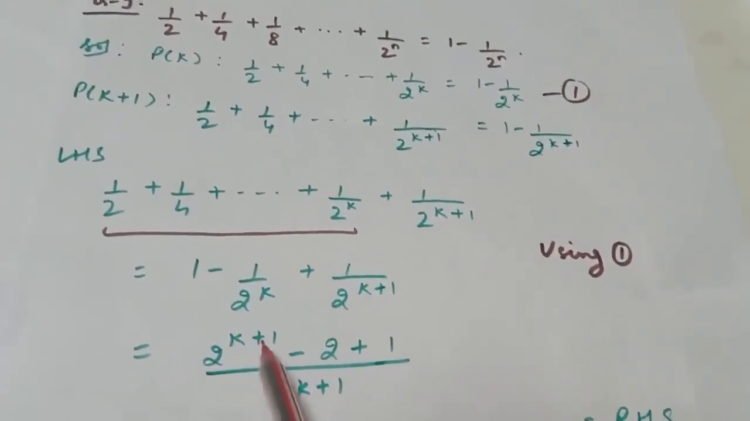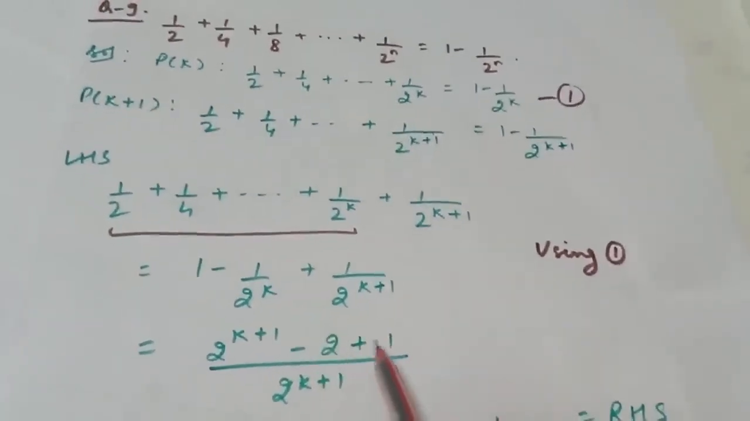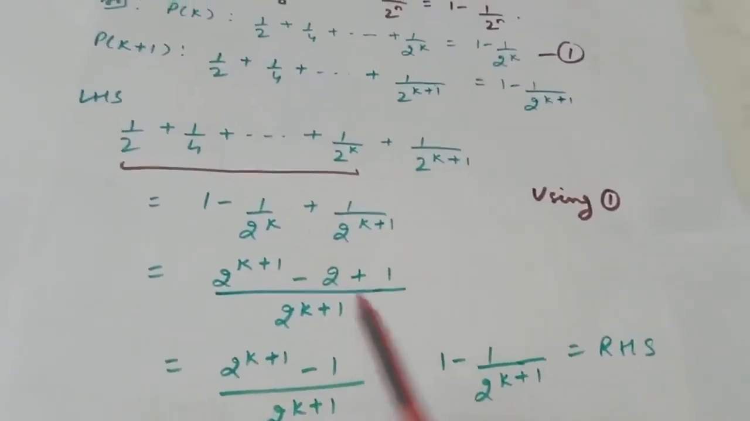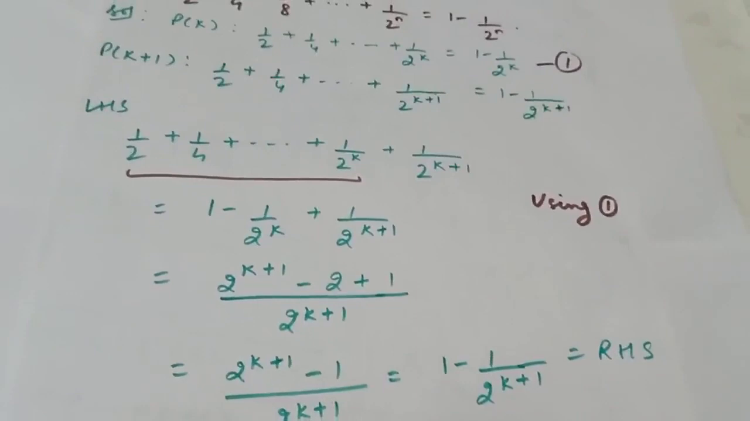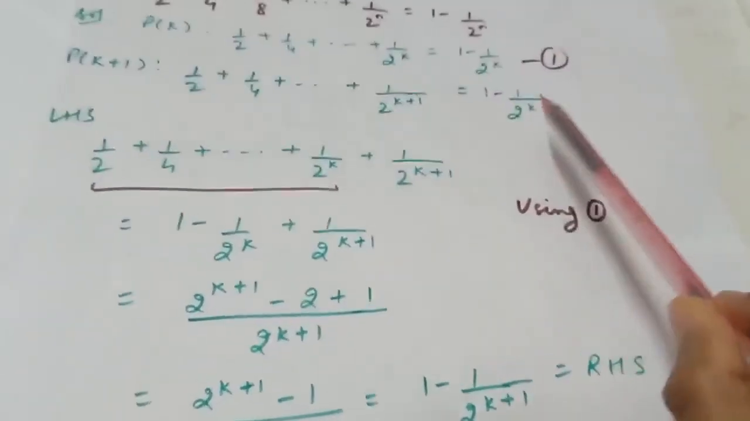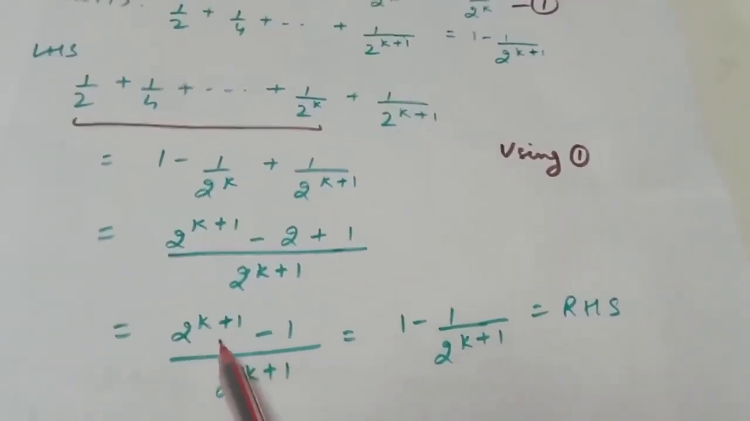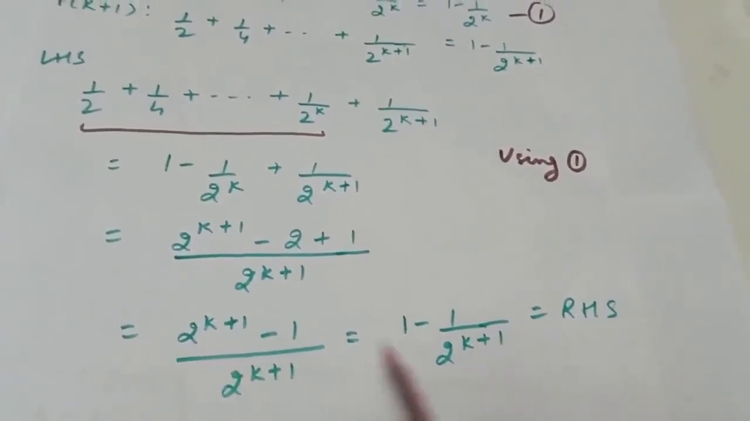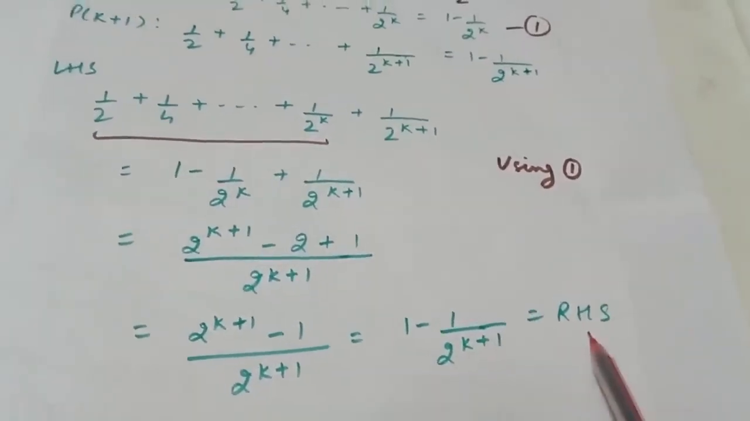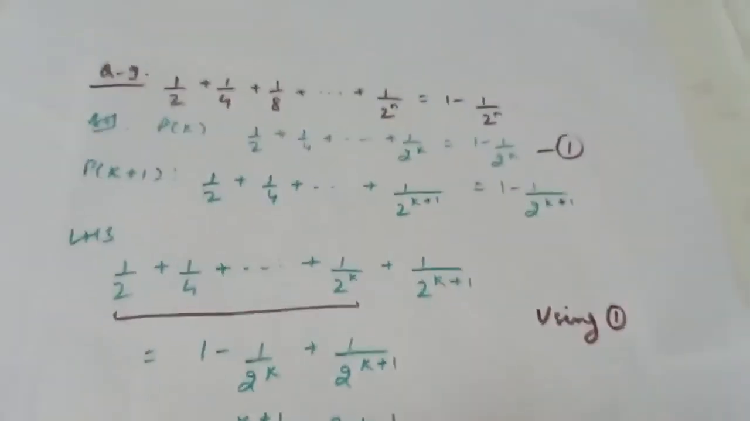You will get it as 2 raised to the power k plus 1 minus, here it is 2 raised to the power k, so minus 2 plus 1. After solving it, you will get 2 raised to the power k plus 1 minus 1. Minus 2 plus 1 is minus 1 upon 2 raised to the power k plus 1. But we want to prove it equal to the RHS, which is this. So we are separating the denominator. 2 raised to the power k plus 1 upon the same is 1 minus 1 upon 2 raised to the power k plus 1, which is equal to our RHS. Right? Write down all the statements and also show that it is true for n equal to 1.